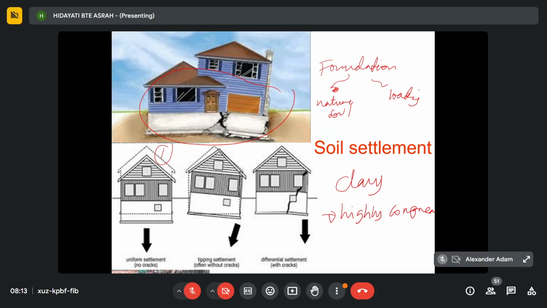But for uneven settlement like number 2 and number 3, it will cause cracking on the building because of the uneven settlement, and differential settlement. So the building will crack. This is a structural problem, dangerous if it involves structural cracking. So that's why it's very important for you to obtain all the data. You do the site analysis before you proceed with your construction.